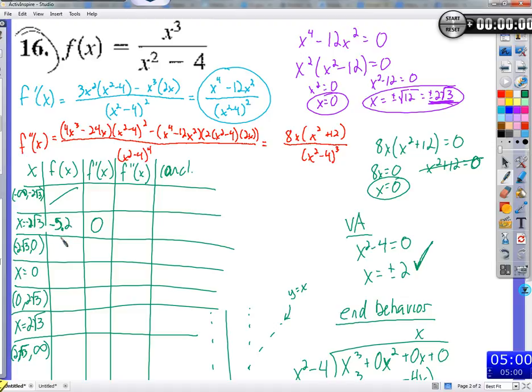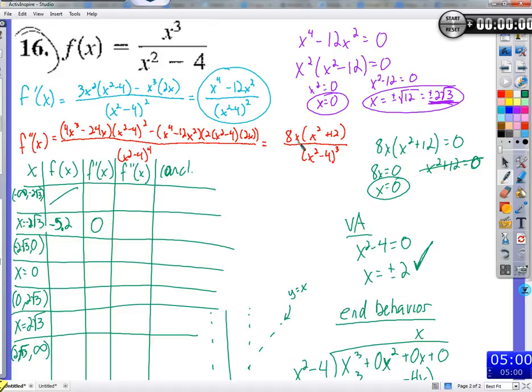Good. Okay. So what would be the fastest way to test and see if this is a max or a minimum? Second derivative test, meaning we're looking for, is it concave up? Is it concave down? Is it positive or negative second derivative? Okay, so here's our second derivative. Negative 2 root 3, going in there. This would all be positive right here, right?